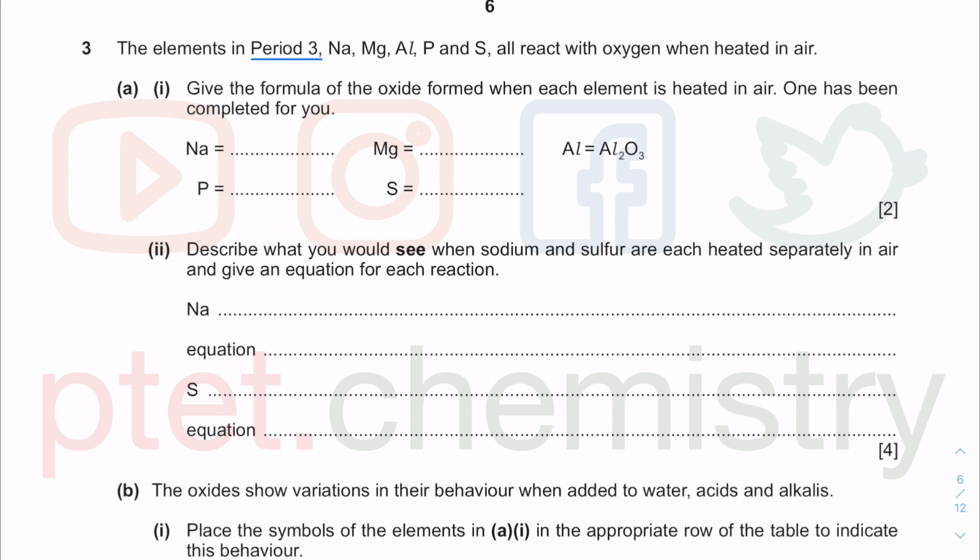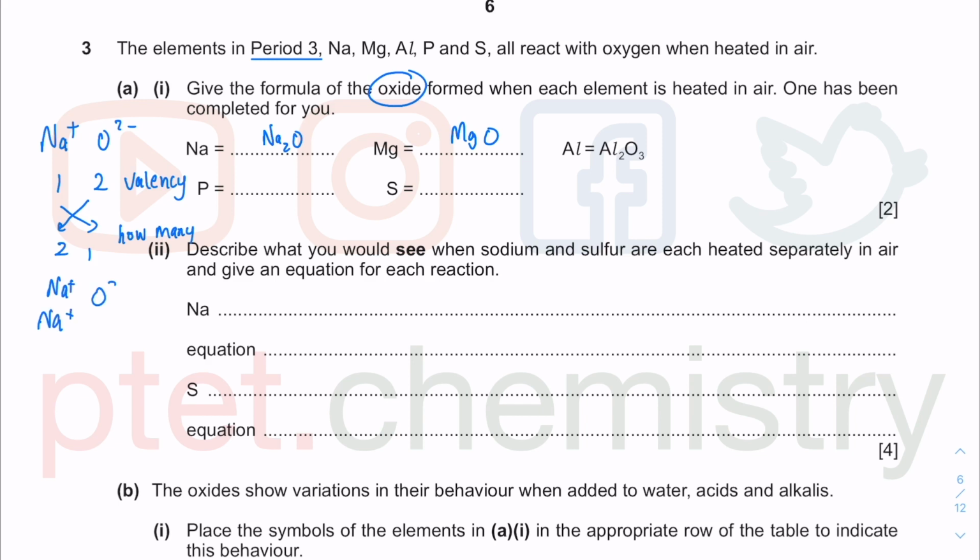In this first question, give the formula of the oxide formed when each element is heated in air. So we're going to have Na2O and MgO. As you know about these ionic oxides, we talk about the valency from your O-level or IGCSE days. So you know the valency follows the charge of the ions. And then you do the crisscross, and this will tell you how many of the ions you have. So you must have 2 of the Na+ and 1 of the O2-, such that you get Na2O.